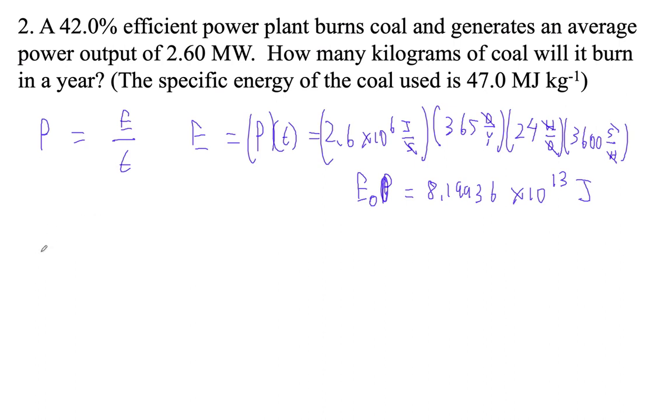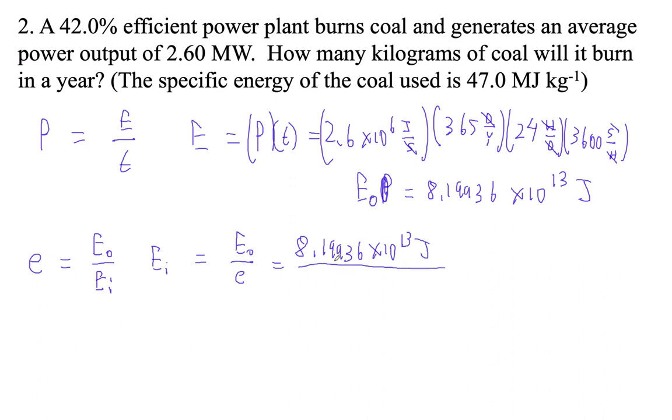So the question is, what does the input have to be? The efficiency is energy output over energy input, so the input is the output divided by the efficiency. That's going to be 8.19936 times 10 to the 13th joules divided by the efficiency, which is 42%, so 0.42. Take the number on my calculator and divide by 0.42.